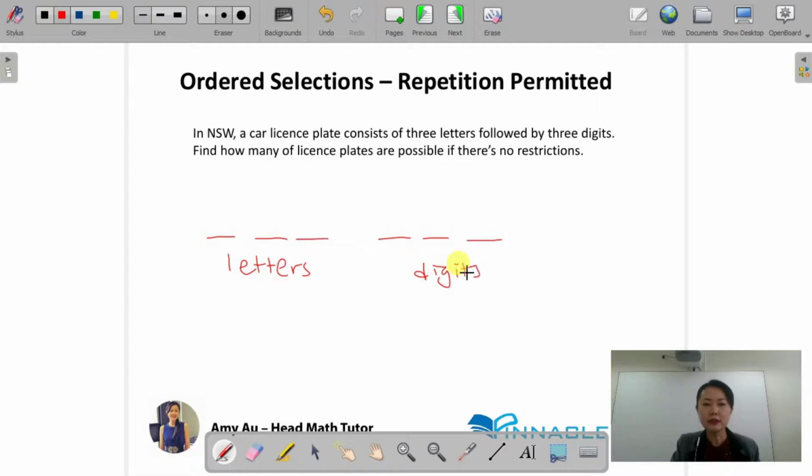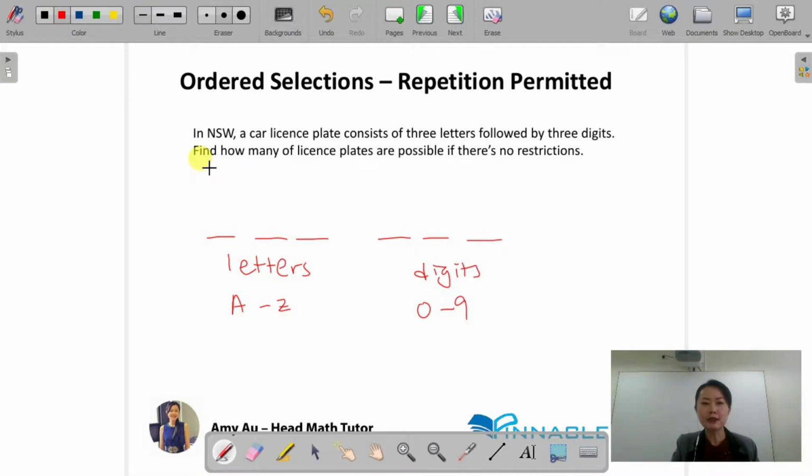Now, generally speaking, when we're talking about letters, we are talking about A to Z, so 26. And digits, you're talking about 0 to 9. So there are 10 possible digits we can use. Did I say 0 to 9 or 10 to 9? 0 to 9. Okay.